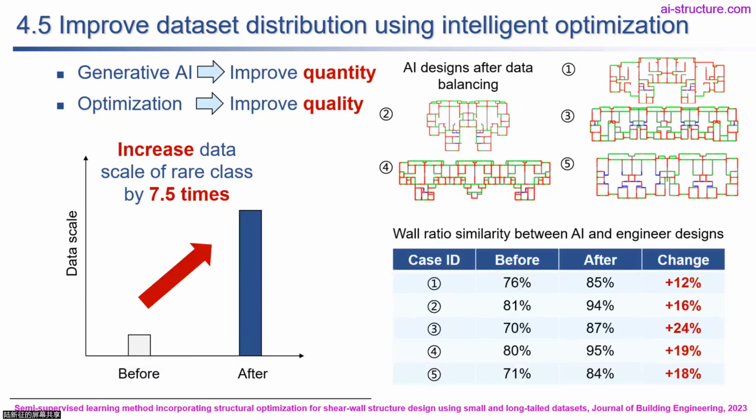Firstly, we use generative AI to generate designs for some rare, very limited data cases. Of course, for this case, the first batch of AI generated results is not good enough. Then we use our optimization algorithm to improve the quality of the design. And after each round, we put this optimized result back into the training data to get a better AI design result. So with this method, we can increase the real data size by 7.5 times very efficiently, and AI can generate a result much better than the existing way.